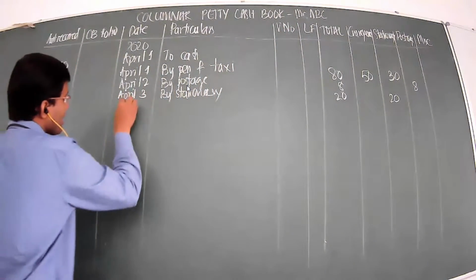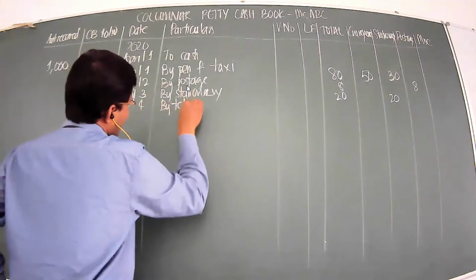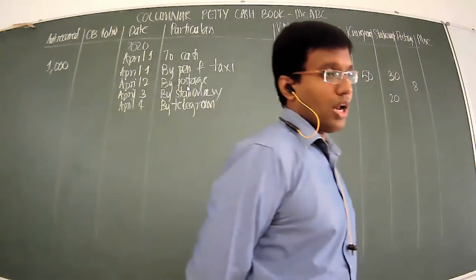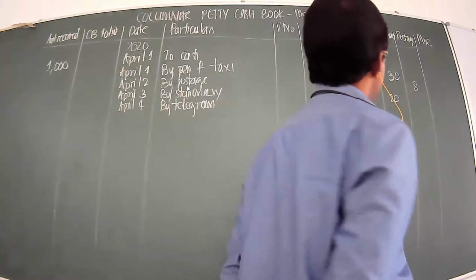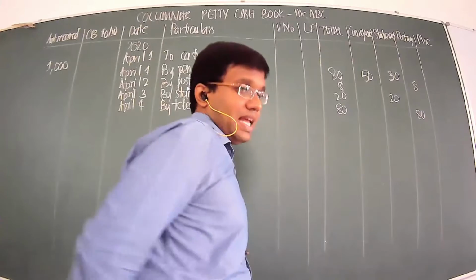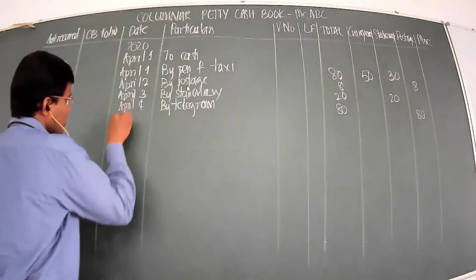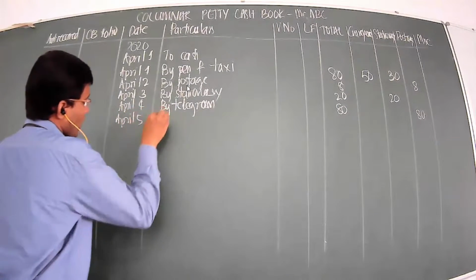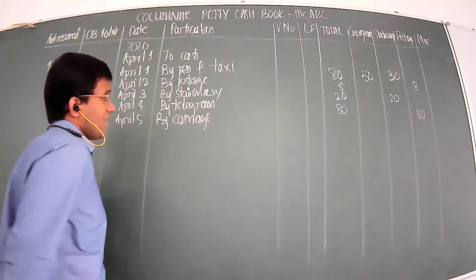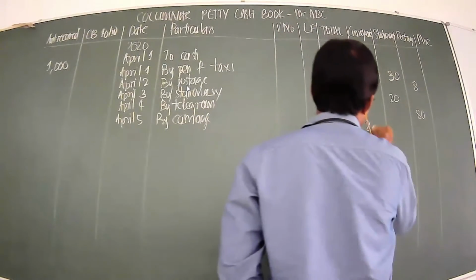April 4th, telegram expenses. So please remember, telegram will fall under postage. So April 4th, buy telegram, and this will fall under postage, and here you have 80. So total is also 80. Next is 5th, paid for carriage. So what do you mean by carriage? Carriage is basically the vehicles that you hire for transporting your raw material. So buy carriage, and then we can put that under conveyance. So it is 20.